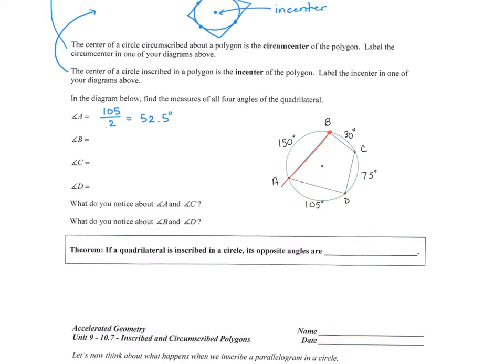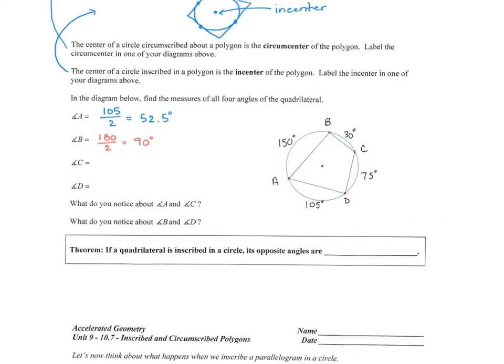To find the measure of angle B, again, identify the vertex, which is on the circle, follow the sides out to the intercepted arc. In this case, the intercepted arc is 105 plus 75, which is 180. So the measure of angle B is the measure of its intercepted arc divided by 2. So the measure of angle B is 90 degrees.